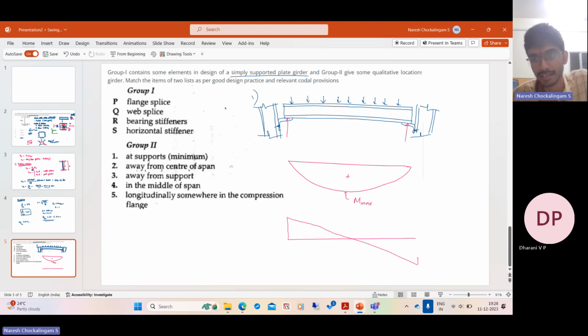And this is how you get the shear force. So anyway, the signs don't matter, but the maximum occurs here. So V max occurs near the support. Now, under some conditions, what happens?